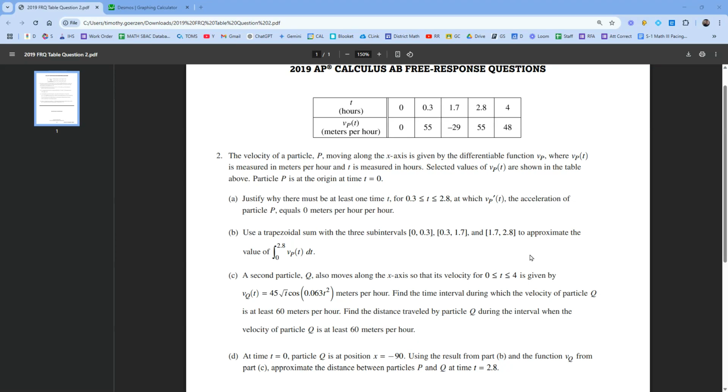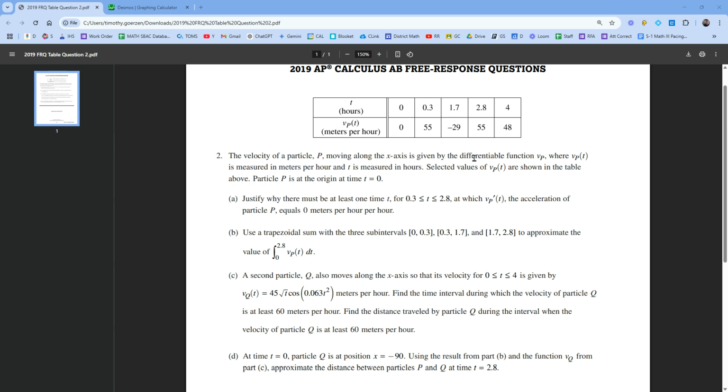All right, here's the free response question from 2019 at table. Has to do with velocity. The first question says, is there a time, at least one time, between 0.3 and 2.8 where the velocity, or the derivative of the velocity, which is acceleration, is equal to 0? This is the mean value theorem. So the mean value theorem is when the average rate of change equals the instantaneous rate of change.